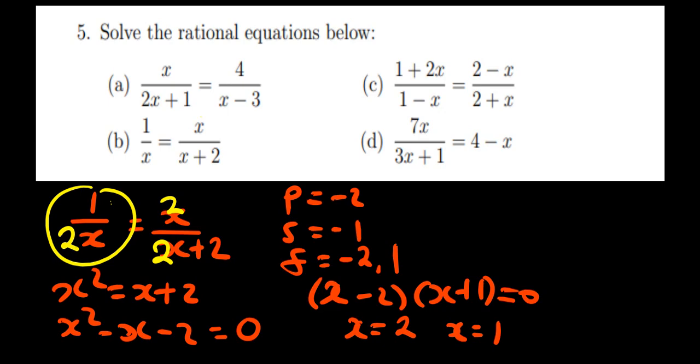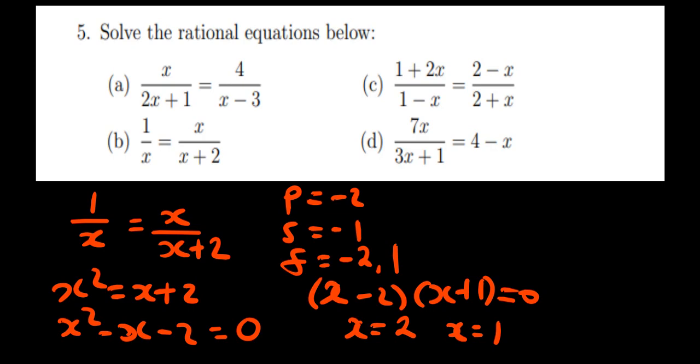What if we put 1? If we put 1 here and 1 here, are we going to get the same answer? So 1 over 1 is 1, and 1 over 1 plus 2 is a third. So they don't agree. So you realize that only 2 will be a solution. So that's how you do it for all of them.